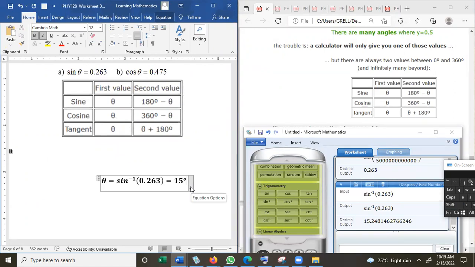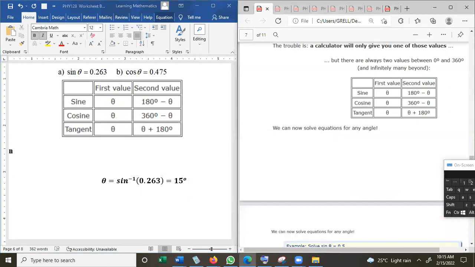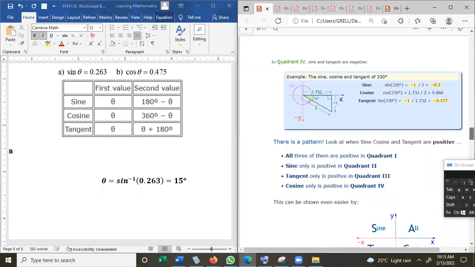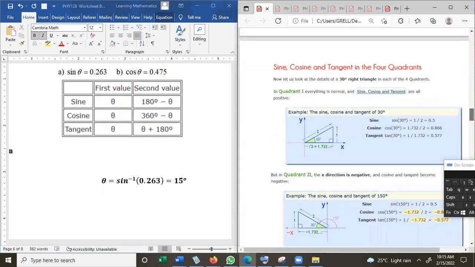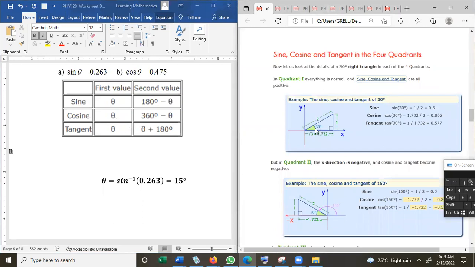Now, this is the first angle, that's the 15. So let's just go back to our little diagram. So that is where the all is. So this is our 15. Here it is. But we know sine is positive in the second quadrant. So to get that other obtuse angle, we have to do 180 subtract the 15. So we can call that theta 1 with the subscript 1.